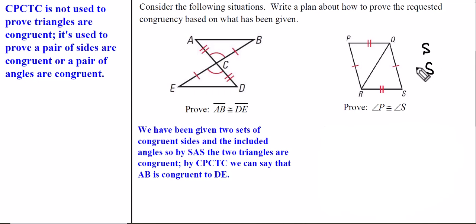Hopefully by this point you recognize a certain pattern, and that's that these two triangles are sharing this side. So I can say that this side is congruent to itself because of the reflexive property. So we have SSS. If we prove these two triangles are congruent by SSS, then we can say CPCTC to get that angle P is congruent to angle S. So this is like my last step, right? And notice that in both cases, the last step is pretty much CPCTC, and the step right before that is I have to prove triangle congruency.